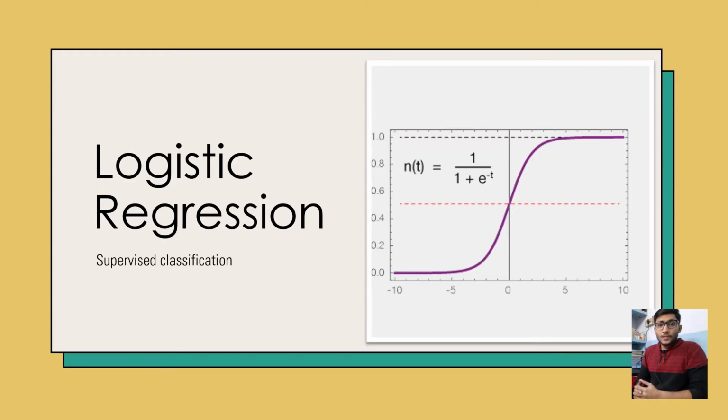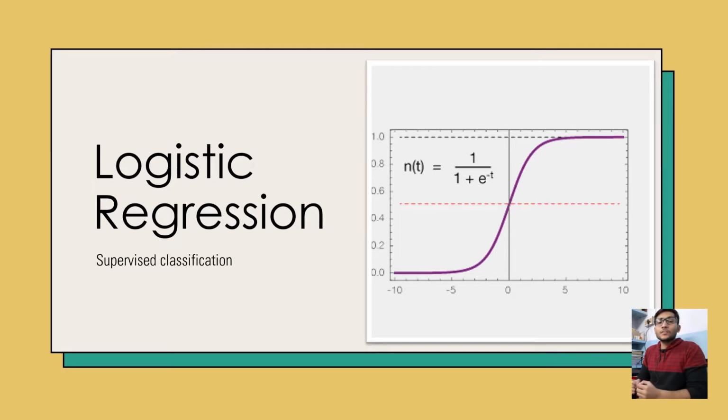Hello and welcome. In today's video, we are going to learn about logistic regression, a supervised classification technique. However, in order to understand logistic regression well, I assume that you understand the very basic principle of linear regression, that it follows a straight line principle. What do I mean by a straight line principle?